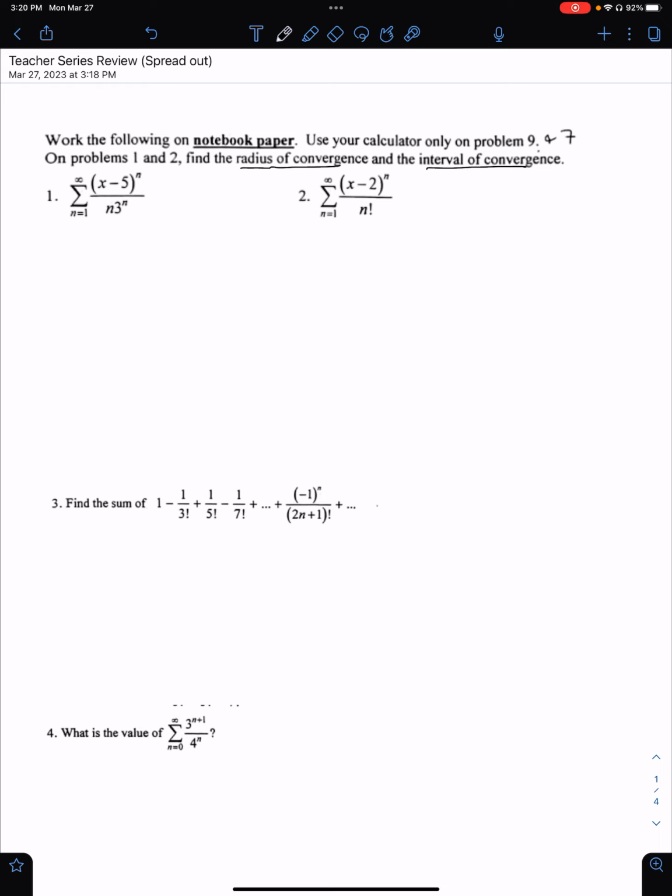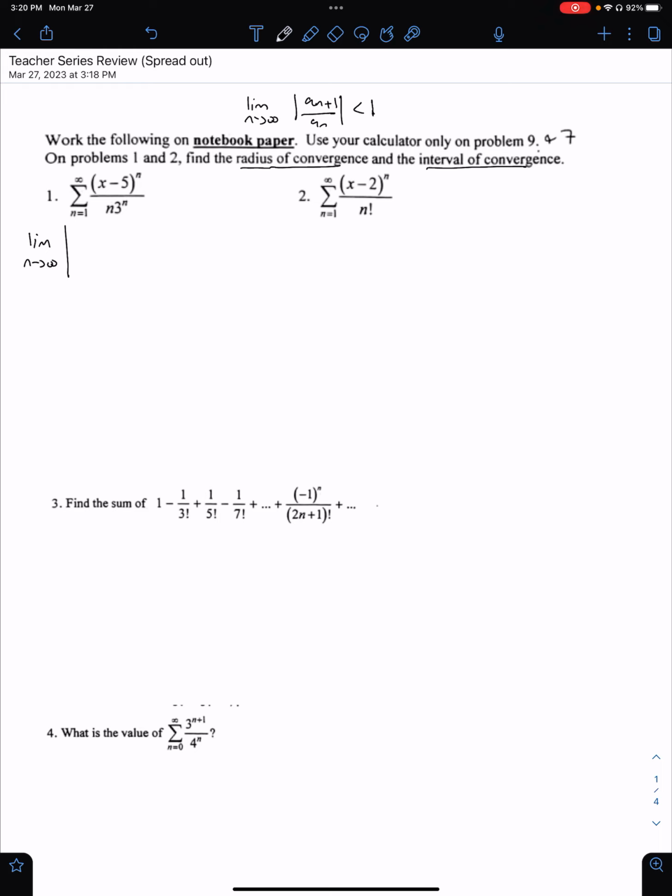So this is using our ratio test. If we start setting this up, we would take the limit as n goes to infinity. And remember, we want to use the ratio test because the ratio test guarantees that a series will converge if we take the limit as n goes to infinity of the next term divided by the original term, if that ratio is less than 1. So that's what we're trying to do here.